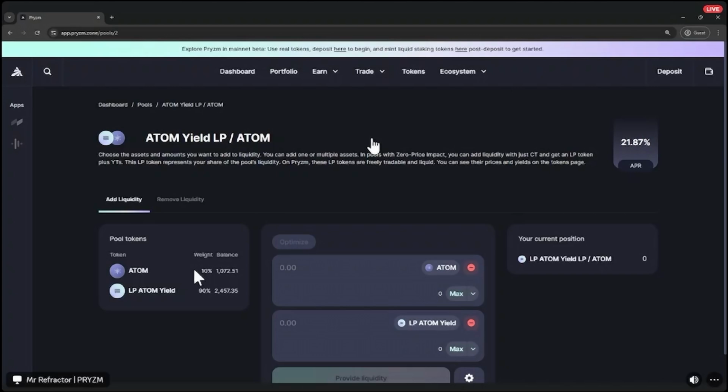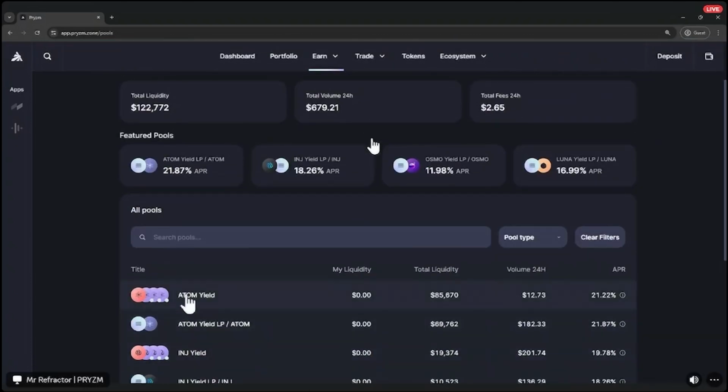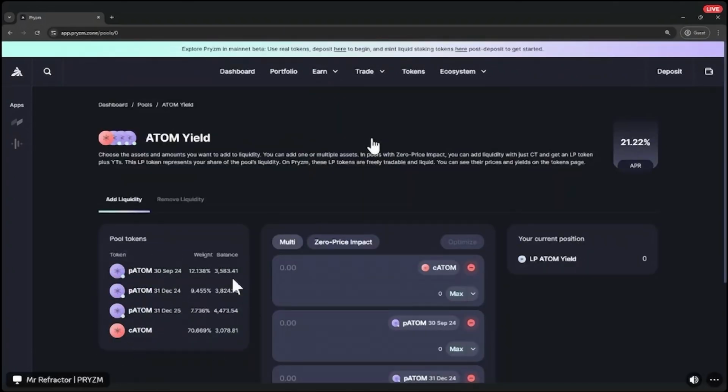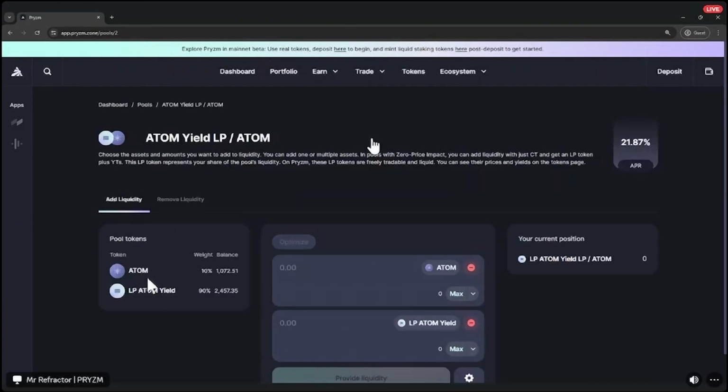So why is this pool better than the other pool? Well, in the other pool here, all of these tokens are earning a yield. cATOM's earning a yield because it's a liquid staking token, and pATOM are all discount tokens giving you a fixed yield, like we spoke about earlier on. So actually in this pool, 90% of what you have is earning underlying yield, and 10% of it is ATOM, which actually doesn't have its own yield.